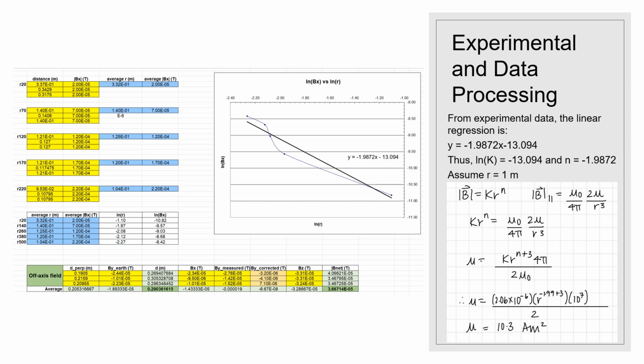Here is the experimental and data processing. From experimental data, the linear regression is y equals negative 1.9872x minus 13.094. Thus, ln k is equal to negative 13.094 and n is equal to negative 1.9872. By equating the two equations for the magnetic field of a magnetic dipole shown in the introduction, we can calculate the value for mu, which we found as 10.3 A·m².